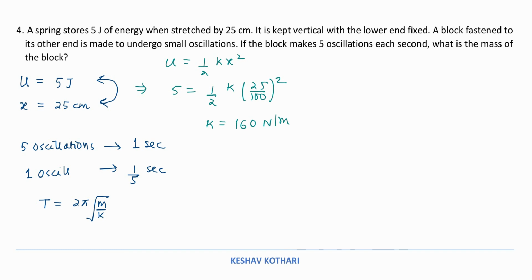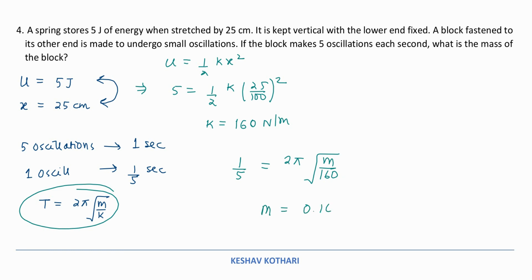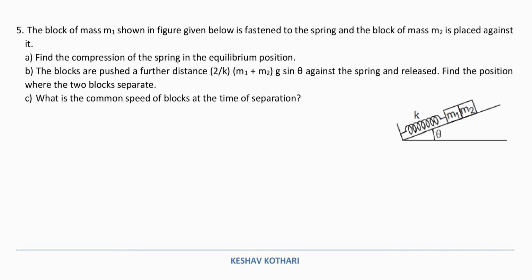Now the problem is asking what is the mass of the block. So all we need to do is to substitute the values in this particular equation. The time period is given to us as 1 by 5 second, which is equal to 2 pi root over m by 160. So from here we need to calculate the value of mass. The value of m is turning out to be 0.162 kg. This is the answer for this particular problem. Let us deal with the next one.